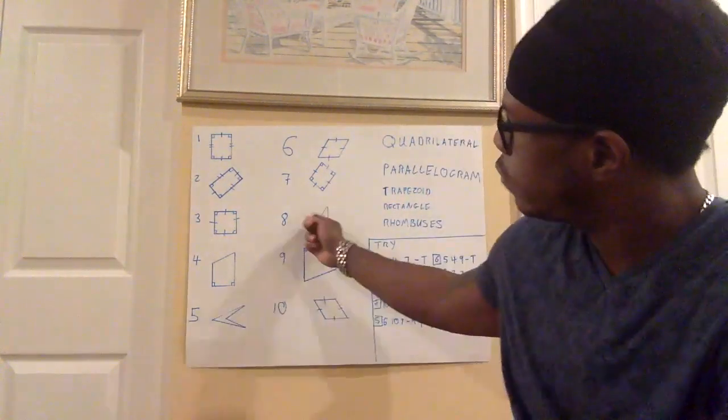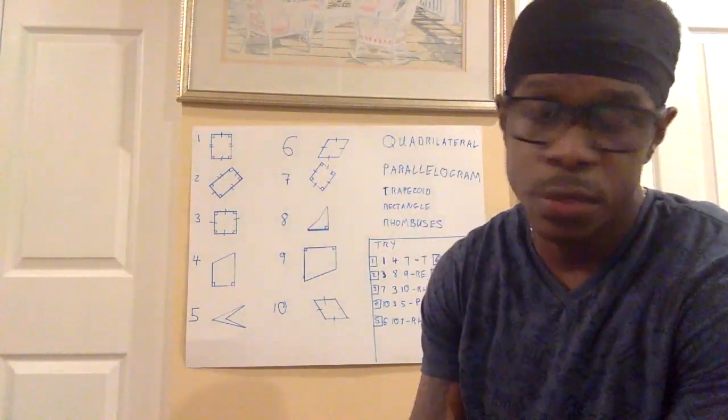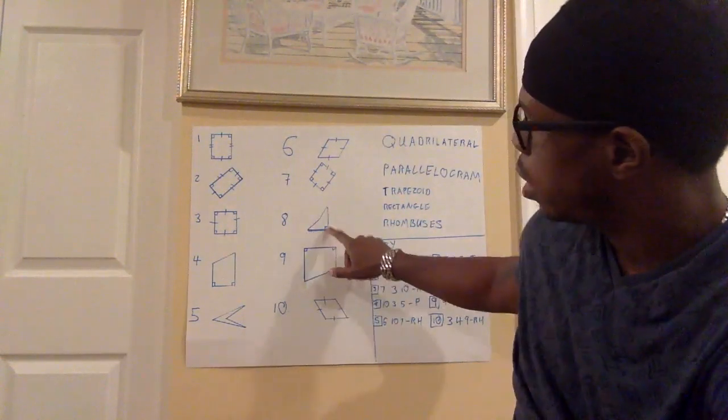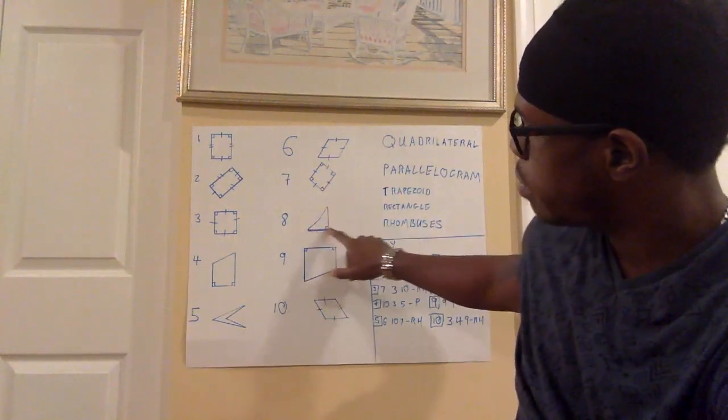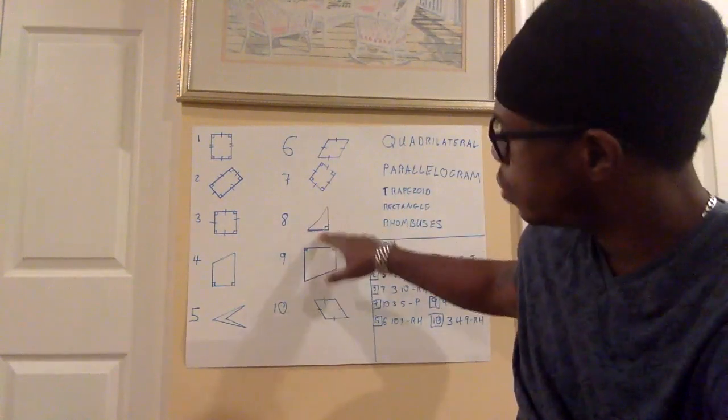Number eight, if I say number eight is a parallelogram, would I be correct? I would be incorrect. These lines are perpendicular. They're not parallel. There are no parallel lines on this at all. All of these lines will eventually meet.